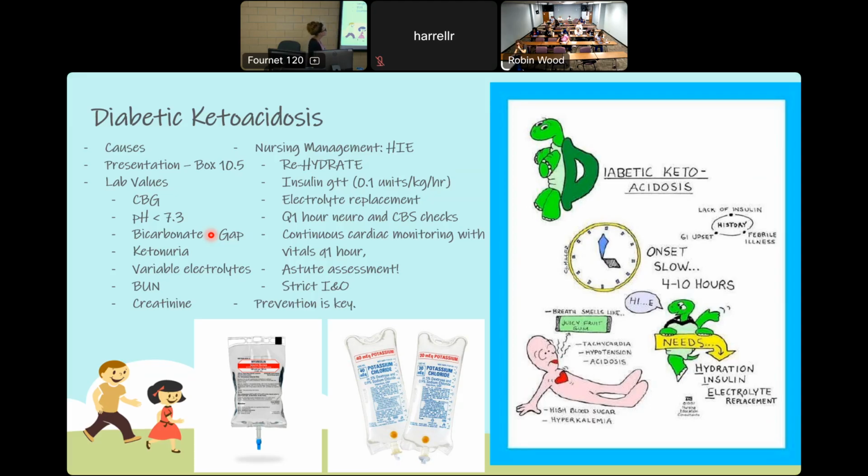We talked about the continuous cardiac monitoring. We're getting blood pressure at least every hour, if not more frequently, when they're very, very fresh, kind of labile. Very astute assessment, especially neurologic wise. So when I say Q1 hour neuros, I'm talking like you're checking pupils at that frequency.